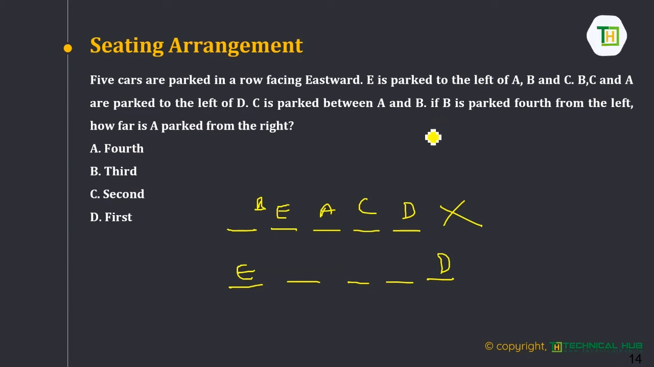And C is parked between A and B. C is parked between A and B means this is exactly C's position. If B is parked to the fourth from the left: first left, second left, third left, fourth left. So this is B. The remaining position is A. So how far is A parked from the right hand? First right, second right, third right, fourth right. So given the options, A is the correct answer.